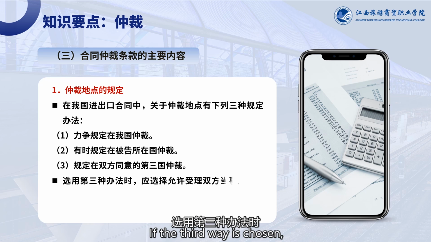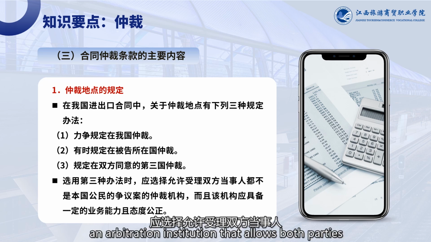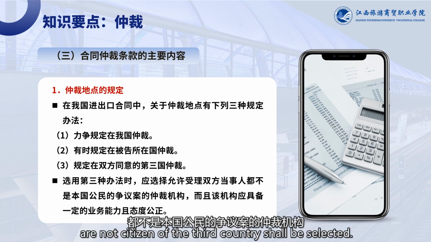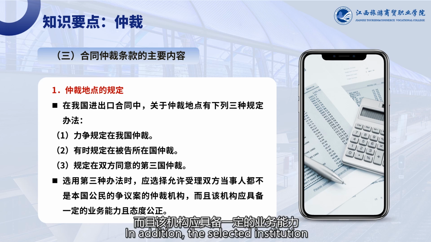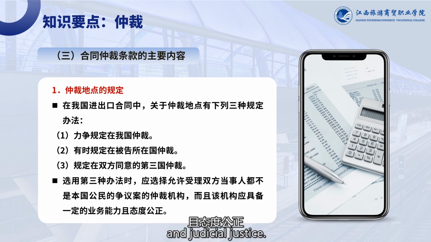If the third way is chosen, an arbitration institution that allows both parties who are not citizens of the third country should be selected. In addition, the selected institution should possess professional competence and judicial justice.